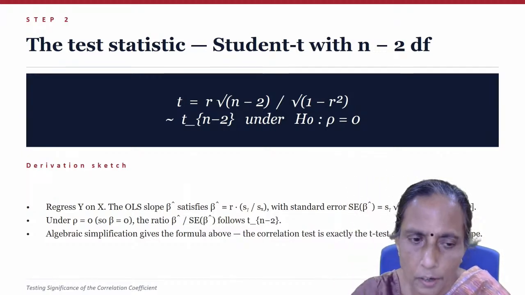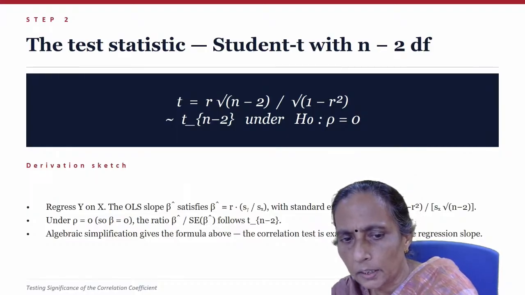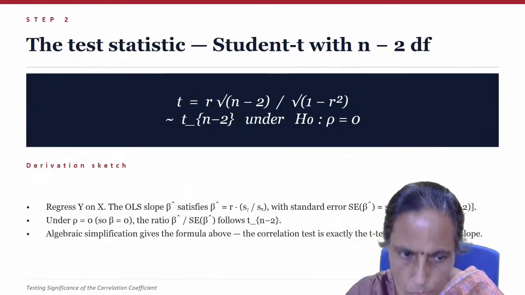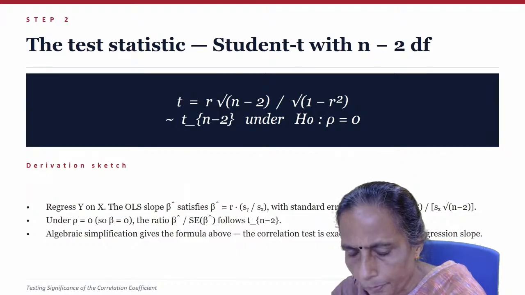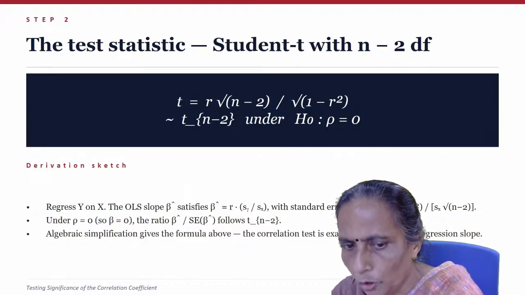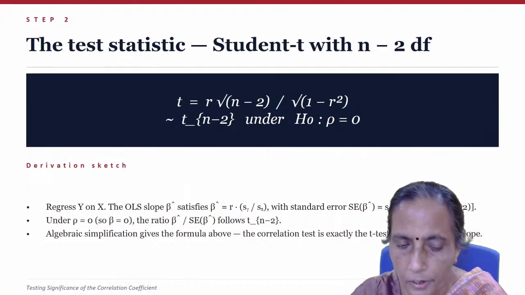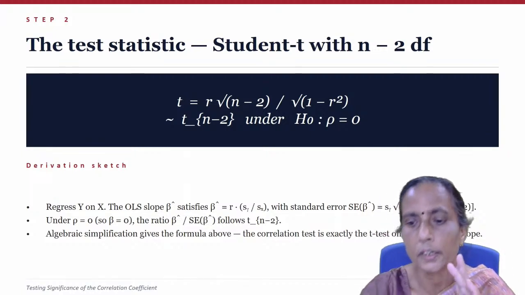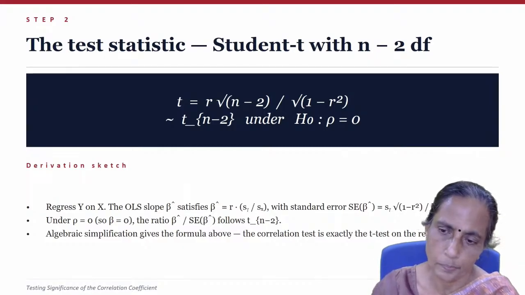Regress y on x, the slope beta cap satisfies beta cap is equal to r dot s_y by s_x. Under rho is equal to 0, beta is equal to 0, and the ratio beta cap divided by standard error of beta cap follows Student's t with n minus 2 degrees of freedom. So algebraic simplification gives the formula above. The correlation test is exactly the t-test on the regression slope.